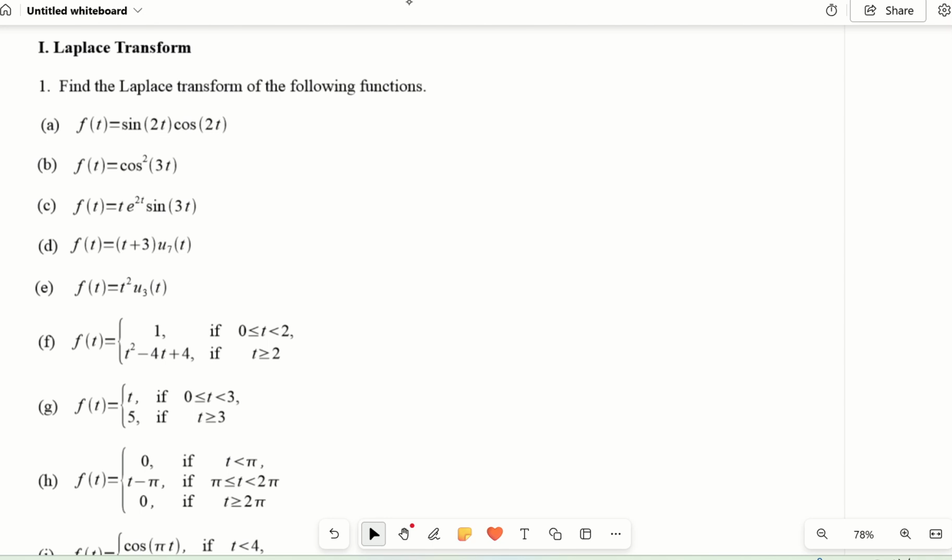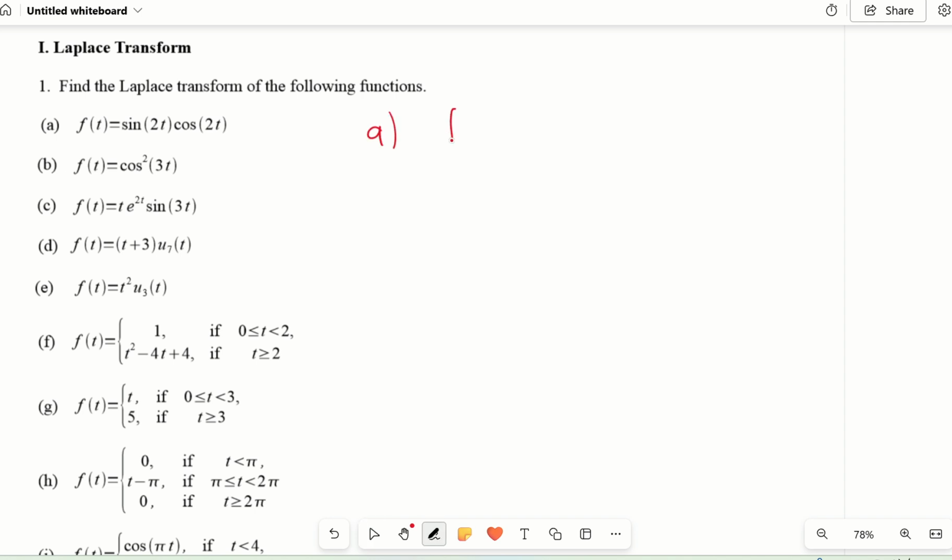Hi, welcome to MathBit, and today we're going to do Laplace transformations, and we're going to do it using the table instead of first principles. So we're going to do it from A to E for this video, and I will do another video continuing with the problems. So without wasting time, let's do it.